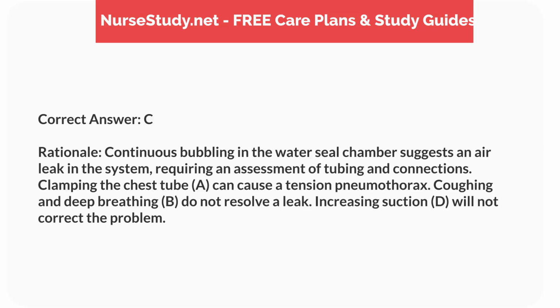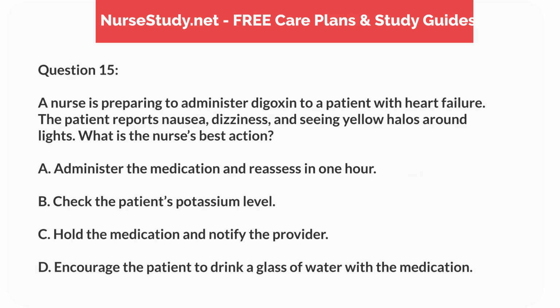Correct answer, C. Rationale: continuous bubbling in the water seal chamber suggests an air leak in the system, requiring an assessment of tubing and connections. Clamping the chest tube, A, can cause a tension pneumothorax. Coughing and deep breathing, B, do not resolve a leak. Increasing suction, D, will not correct the problem. Question 15.